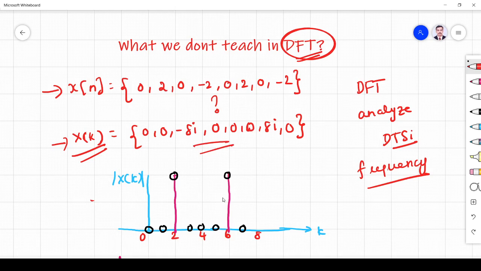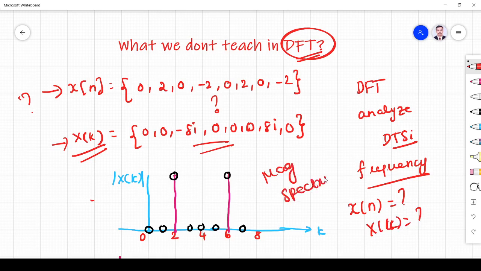What is the meaning of 3? What is the meaning of this x of n? I want to ask you. What is x of n? What is x of k? DFT of x of n. What does this magnitude spectrum mean? This is my question, right? We will answer all the questions now.